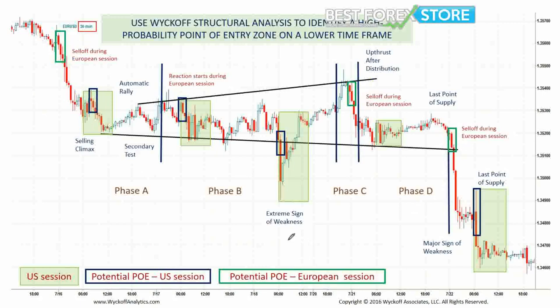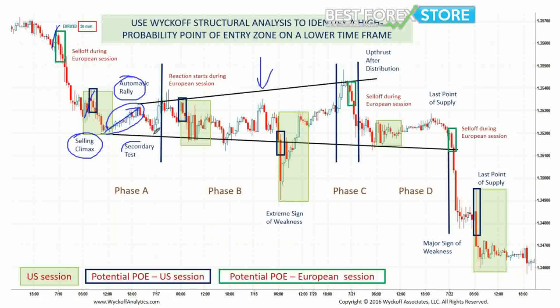Then another point here is, again, about the structural analysis, right? So we still want to identify high probability points. So let's say that we are somewhere here. We start analyzing the structure and we see that, okay, this was the first rally to the upside that was larger than any other rallies here on the upside, so therefore it acts as a change of character, and therefore this is an automatic rally, and the point before that is a secondary test.